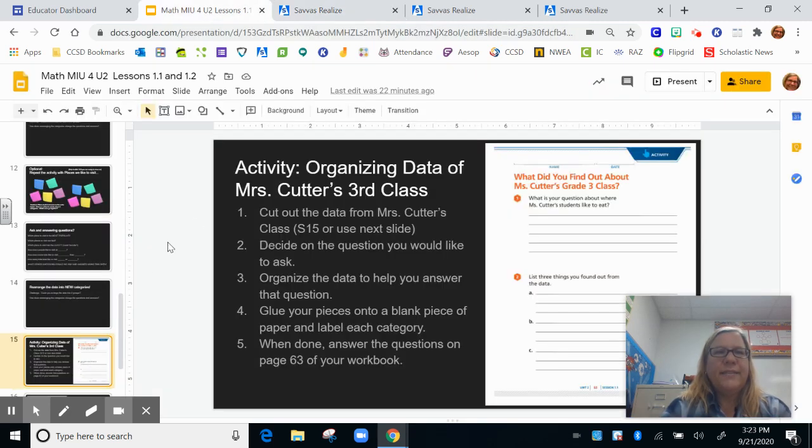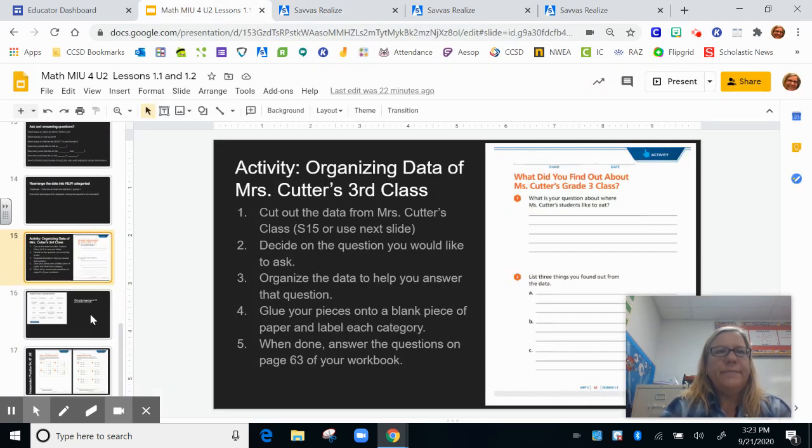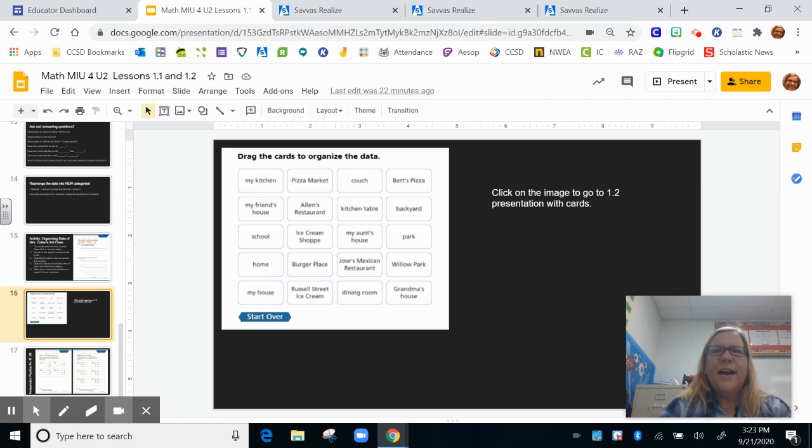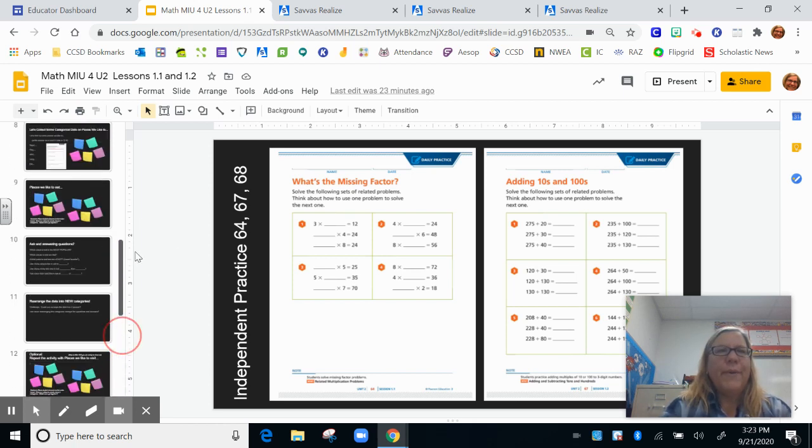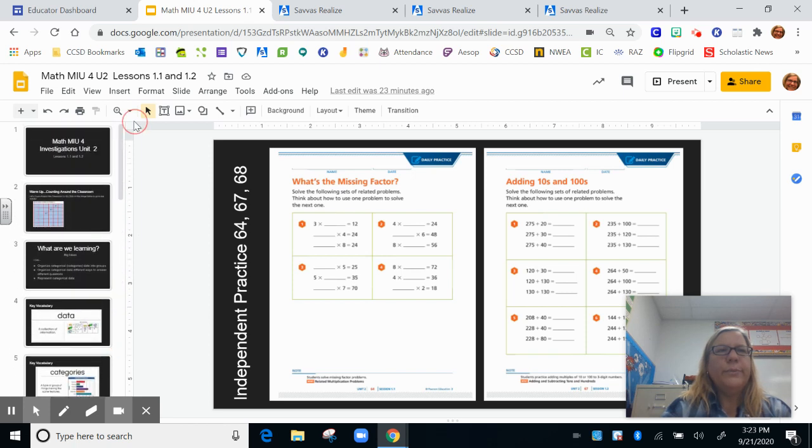Let's go back to our lesson. So to wrap up our lesson, we drag the cards to organize the data, and you can practice that at home. And finally, we're going to do our independent practice on math skills on pages 64, 67, and 68 in your math book. So I hope this lesson helped you see how we can organize data into different groups.